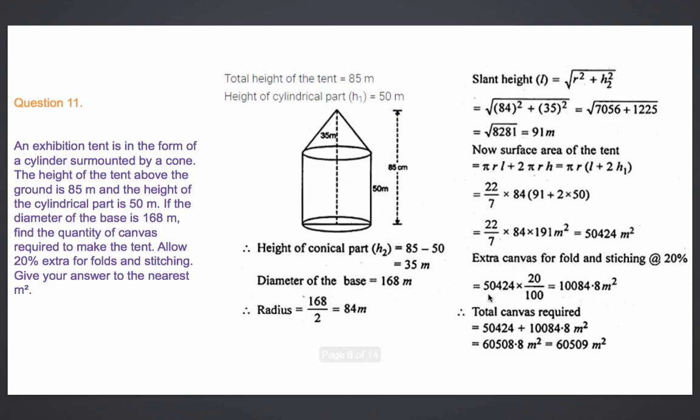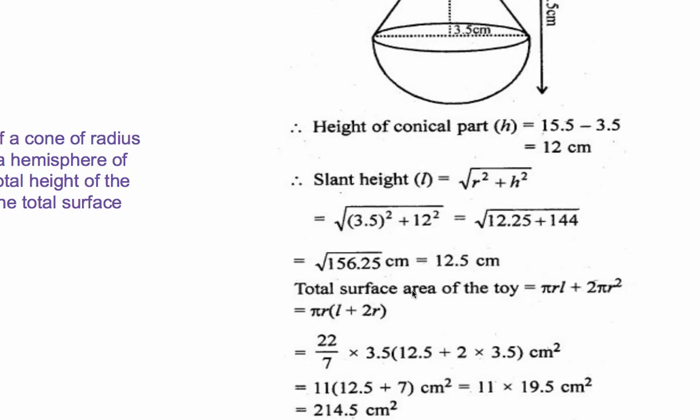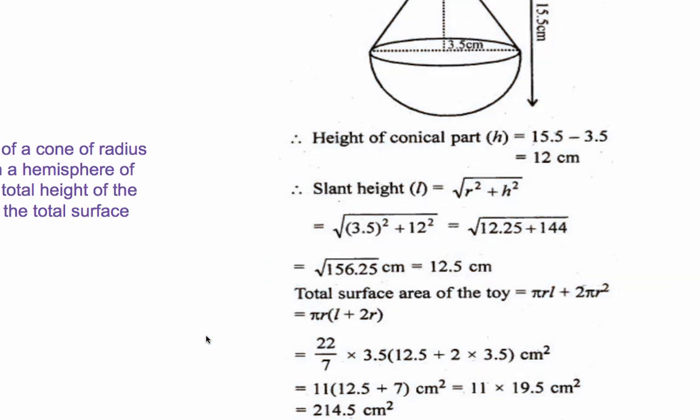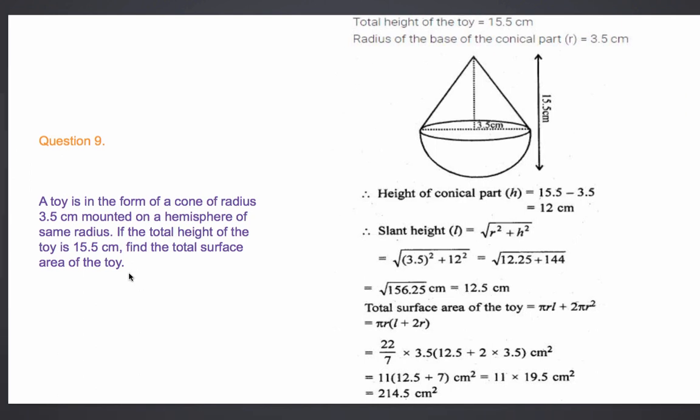Now that I know the value of the slant height, I can put it in the formula. Pi r is common, so the formula is pi r bracket L plus 2r. Now pi is 22 upon 7, radius r is 3.5, slant height L is 12.5 plus 2 into the radius. Calculate it out, it comes out to 214.5 centimeter square. So the total surface area of the toy comes out to 214.5 centimeter square.